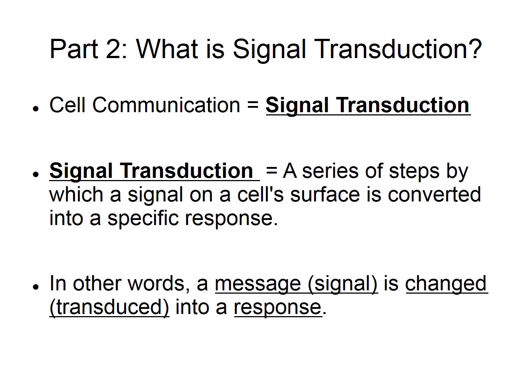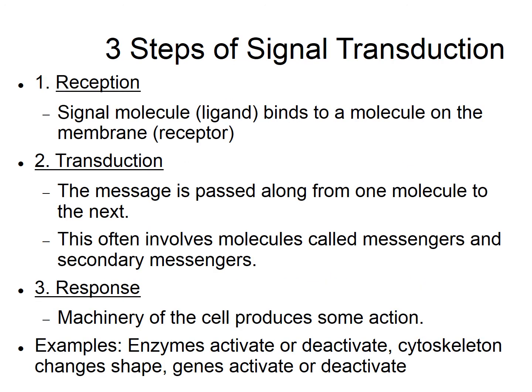All right. So in part 1 of this lecture, we were talking about different types of cell communication. In part 2 of this lecture, we're going to discuss something called signal transduction in a little more detail. And I'm going to give you some examples of some common signal transduction pathways. So the definition is written there. You can read that. Let's talk about how these pathways work.